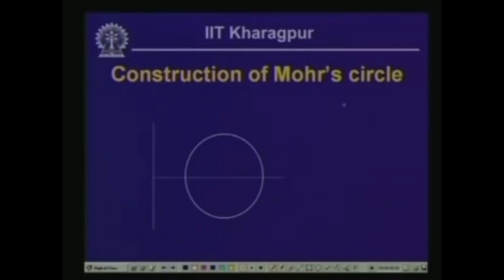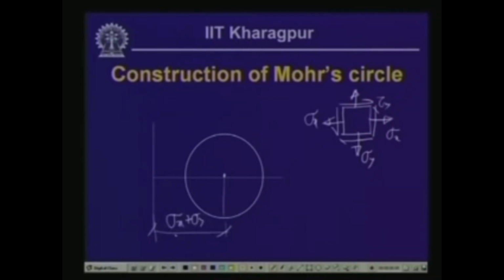Now, let us say that in a stressed body we know the stresses sigma x, sigma y and tau x y. As we have seen, the center of the circle is located at a distance of sigma x plus sigma y by 2. So, the center of the circle is located.